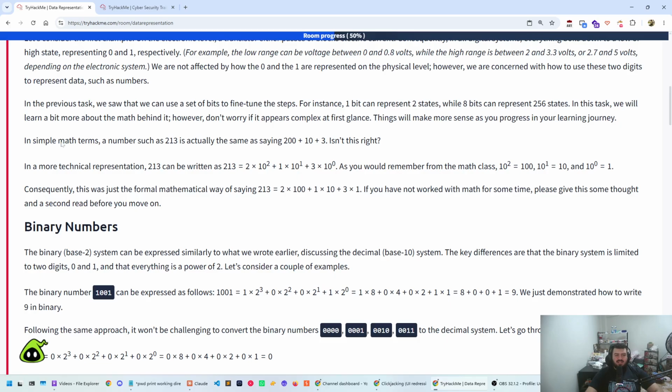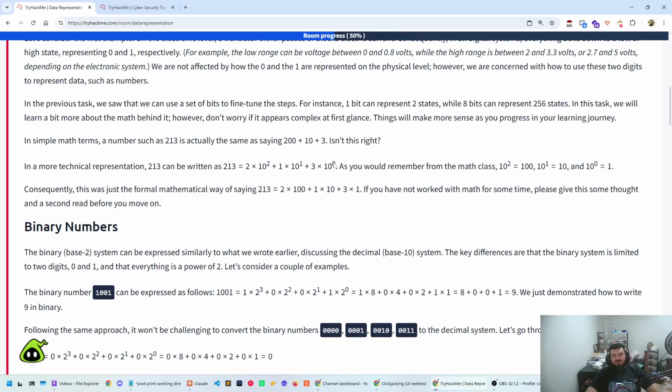In simple math terms, a number such as 213 is actually the same as saying 200 plus 10 plus 3. Isn't that right? In a more technical representation, 213 can be written as 2 times 10 to the power of 2 plus 1 times 10 to the power of 1 plus 3 times 10 to the power of 0.